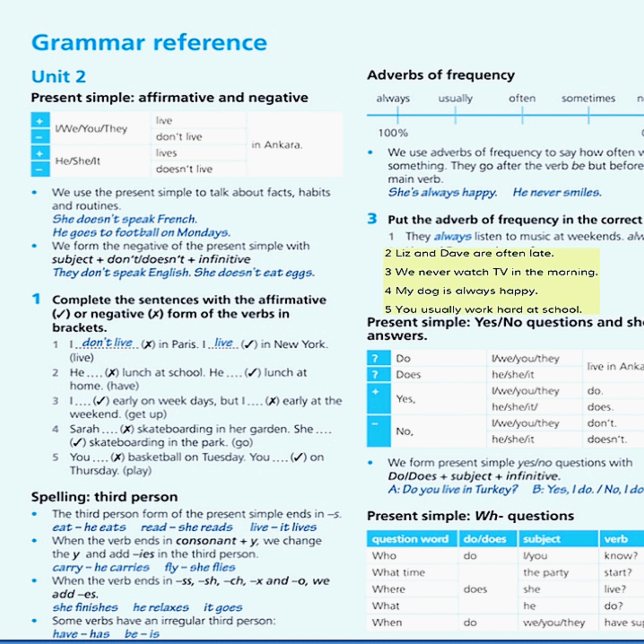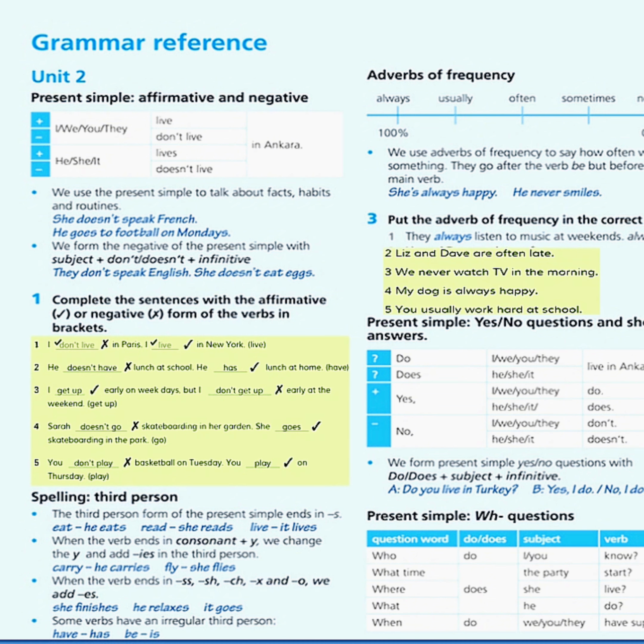We form present simple yes or no questions with do and does plus the subject plus the infinitive. For example, do you live in Turkey? Yes, I do. No, I don't.